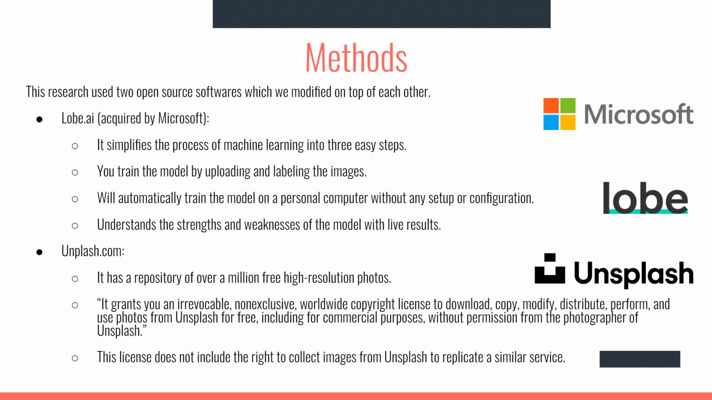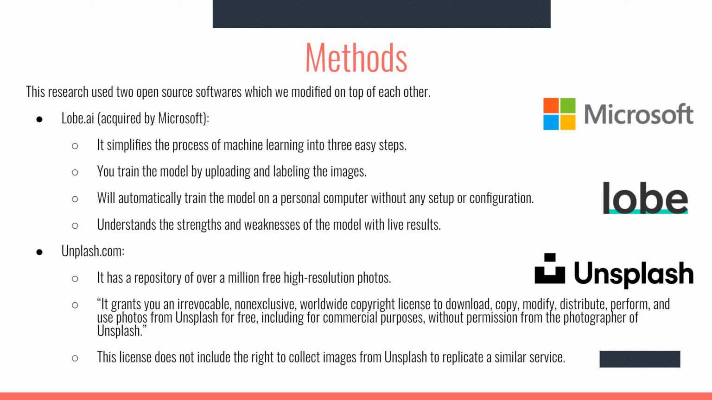The way that we modified our model is through two open source softwares. The first is Lobe.ai, which is owned by Microsoft. It simplifies the process of machine learning into 3 easy steps. You train the model by uploading and labeling the images, and it will automatically train the model on a personal computer without any setup or configuration. It then understands the strengths and weaknesses of the model and shows you live results.